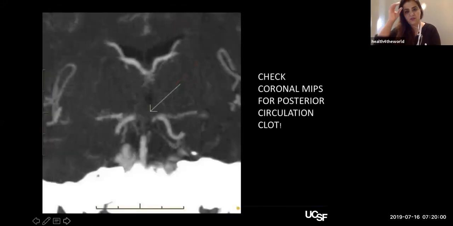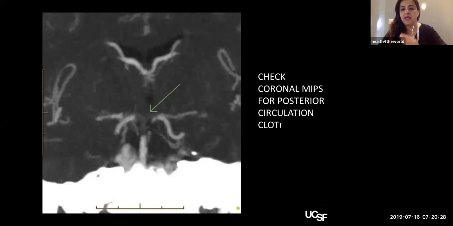The most important thing which we have learned is we had a case in which we looked at the axial CTA images and we did not see any clot. But it's always important to pull up the coronal MIPs or the coronal CTA image, because you can see the basilar tip clot best on the coronal. So sometimes on the axials, because of the volume averaging, you won't see the basilar clot that well, especially if it's a very small clot. So always pull up the coronal and check for a filling defect to look for a basilar clot.